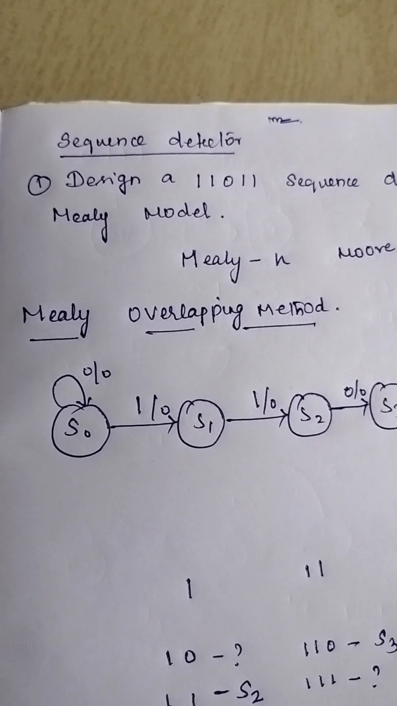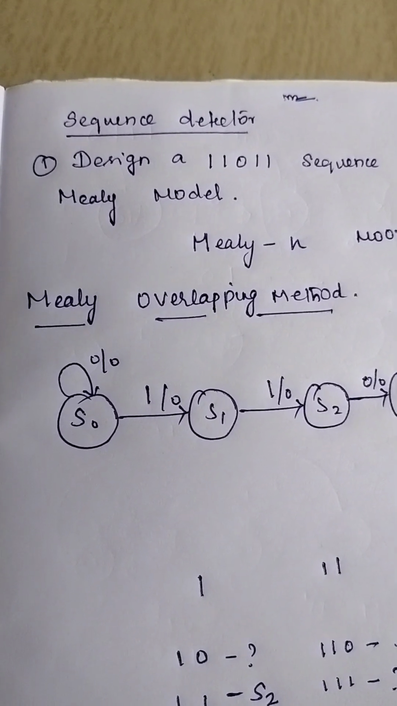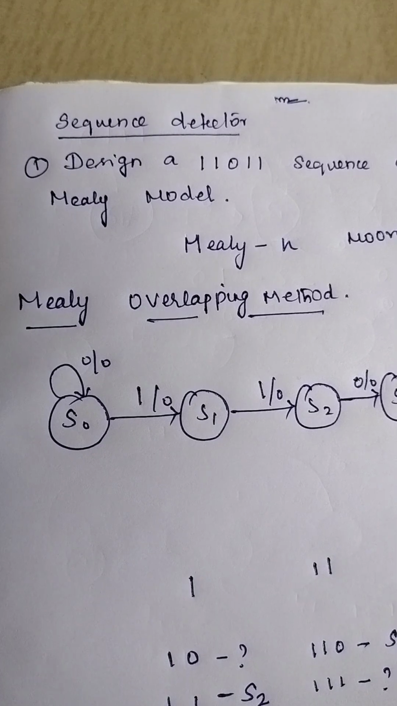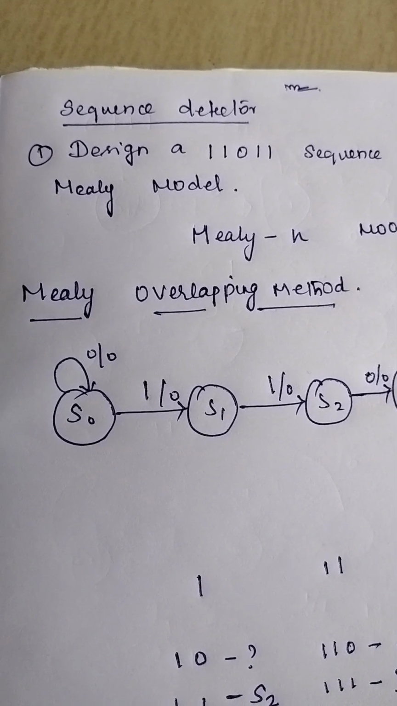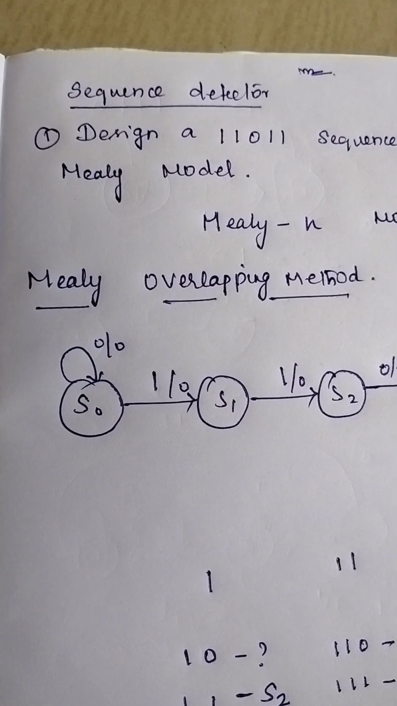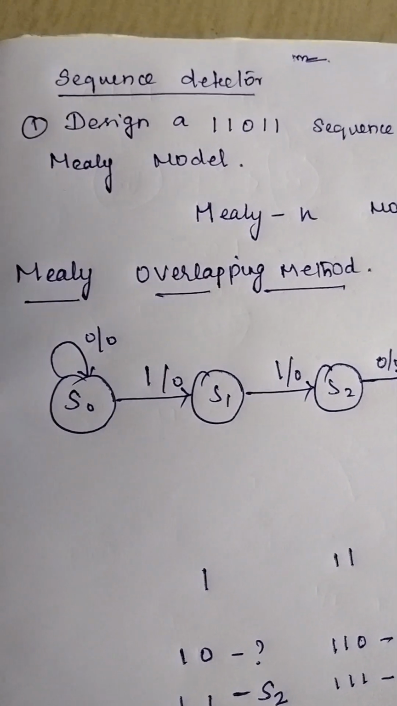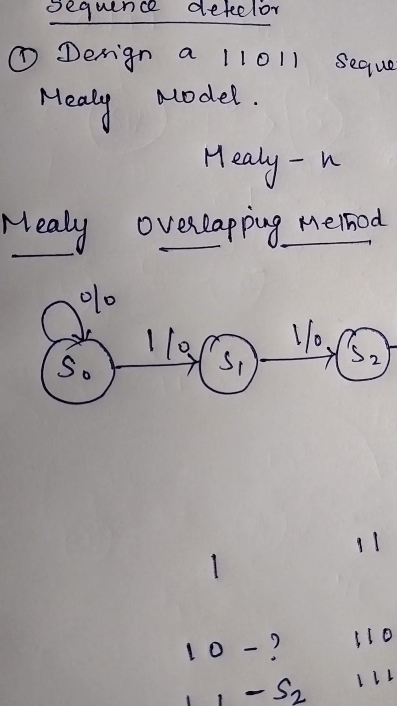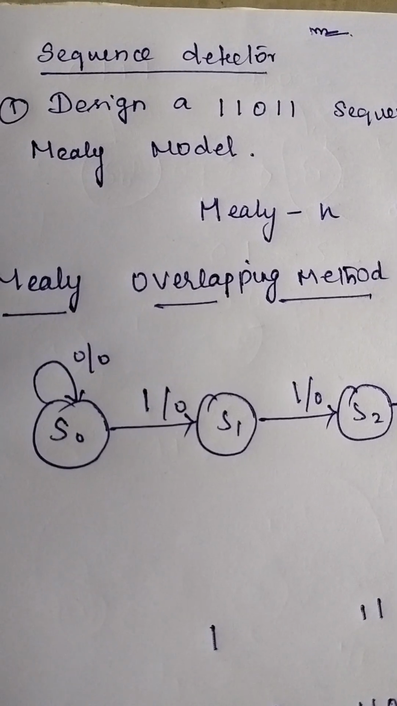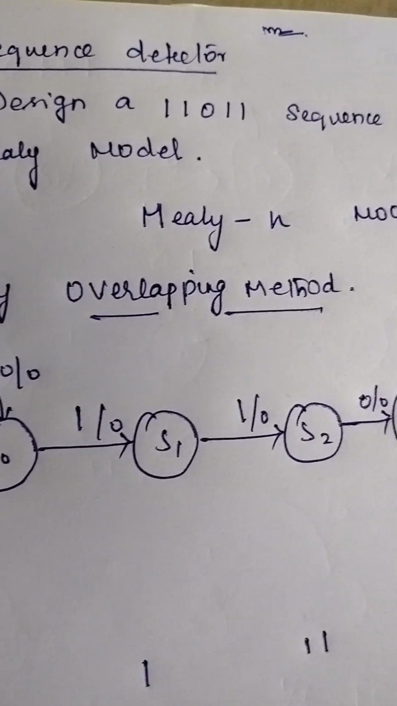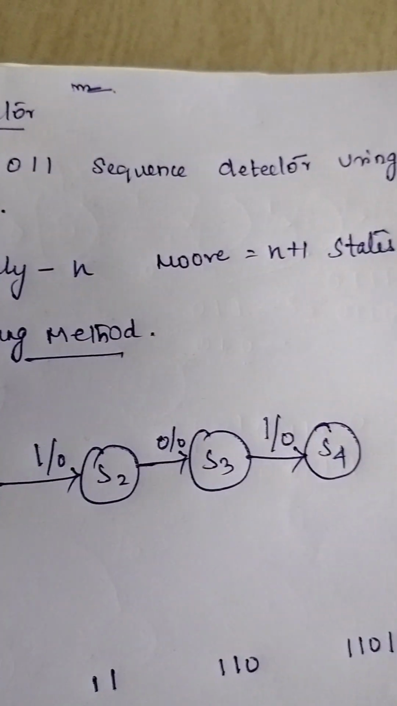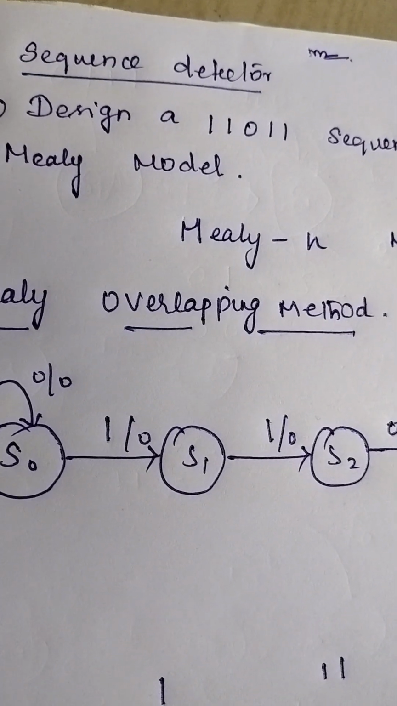Hello everyone. Today we are going to see the sequence detector problem based on Mealy model. Already in the previous video we have discussed the sequence detector basics. We have seen the types and the model also. Next we are going to see one example problem. Your question is: design a 11011 sequence detector using Mealy model.